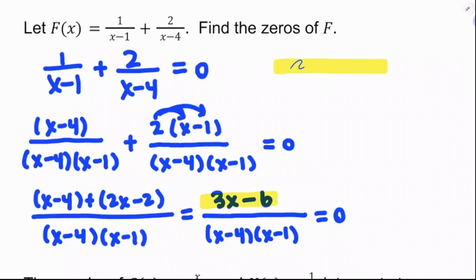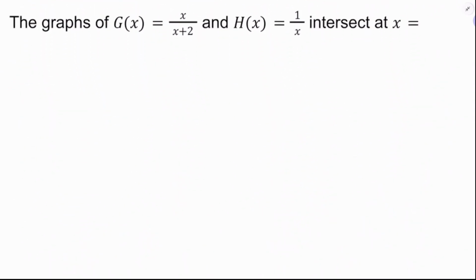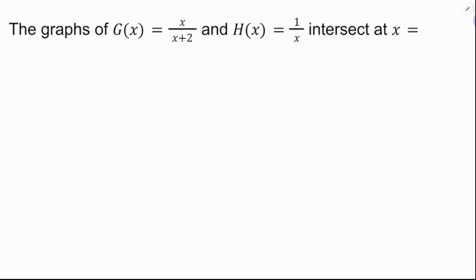So I'm going to go over here and I'm going to say, all right, 3x minus 6 is equal to 0, and that would happen to be when x is equal to 2. So that's going to be the only 0 of f. Okay, now this other one here is kind of something that I would also remind you about.